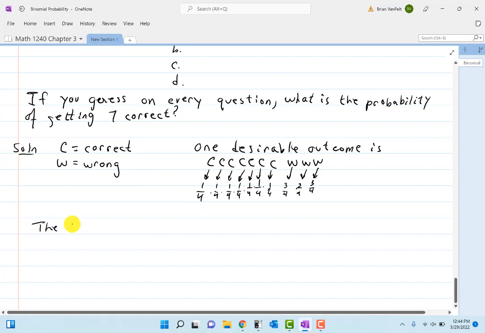The total number of possibilities is, remember now, we have 10 objects, 10 factorial. The C is repeated 7 times, and the W is repeated 3 times.